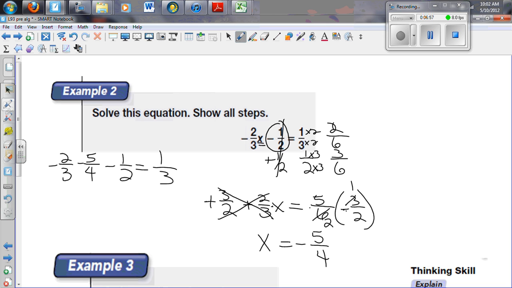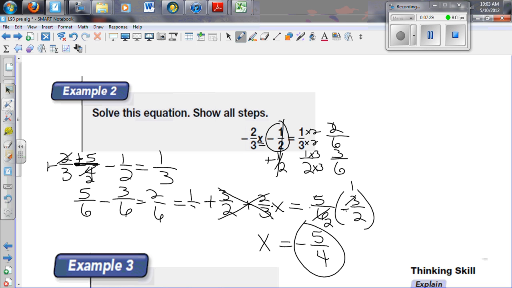And notice I left this an improper fraction, and I did that because when I put it back in, I want to be able to do some reducing. I'm going to just put this up here. It looks like you can't tell that that's a negative. So negative times negative is positive, and I can do some reducing here, so that's going to be 5/6 minus 1/2, which I'm going to change to 3/6. So 5/6 minus 3/6 is 2/6. Is 2/6 equal to 1/3? Yes, it is. So I know that I've done this problem correctly.